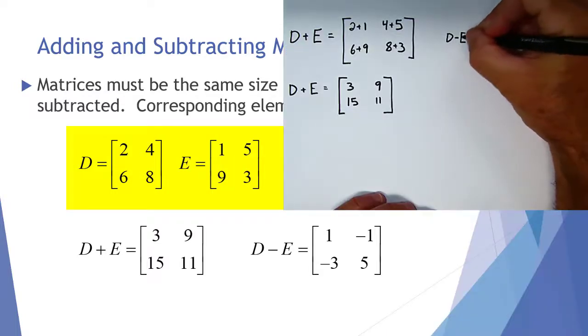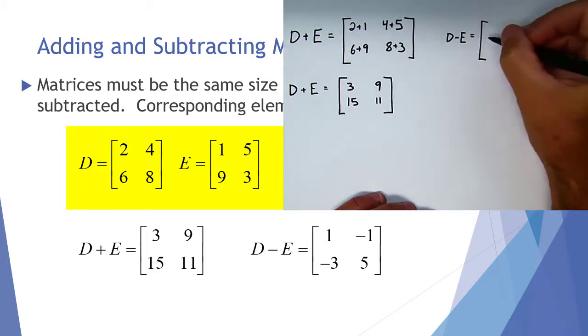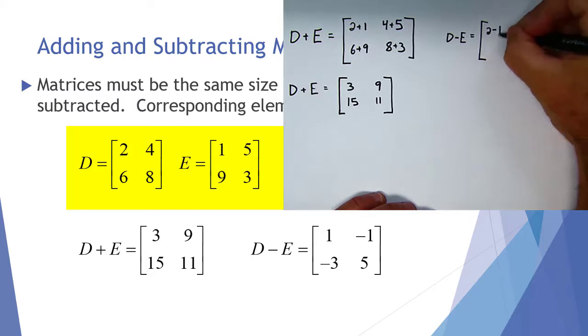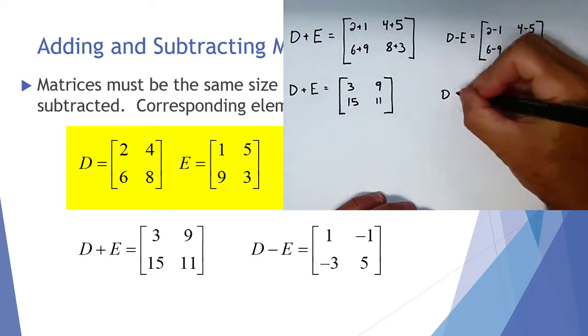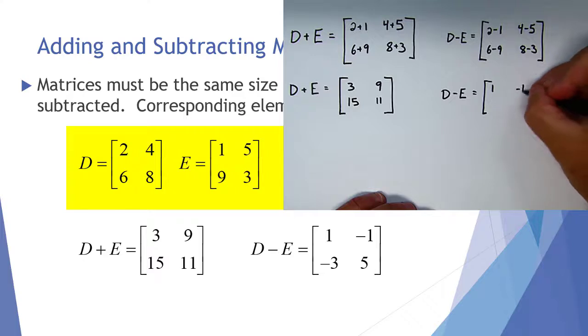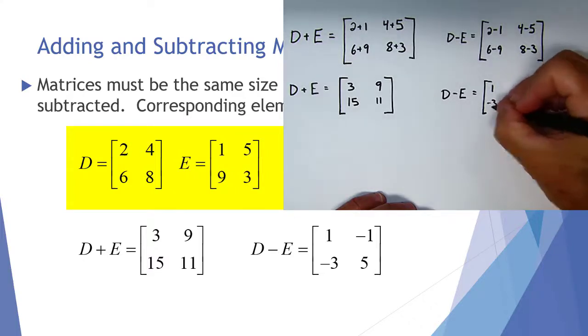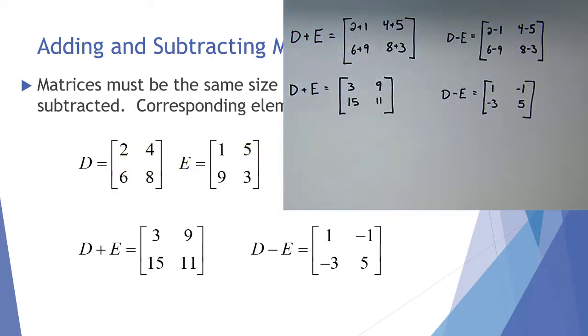If we take D minus E, we're going to subtract corresponding elements. Make sure that you respect the order here. So we're taking D minus E, that's going to be 2 minus 1, 6 minus 9 in the bottom left, 4 minus 5 in the top right, 8 minus 3 in the bottom right, which leaves us with elements for our matrix of D minus E, 1 in the top left, -1 in the top right, -3 in the bottom left, and 5 in the bottom right, and that's all there is to that. I'll give you a practice problem with that in just a minute, but let's look at another basic operation.